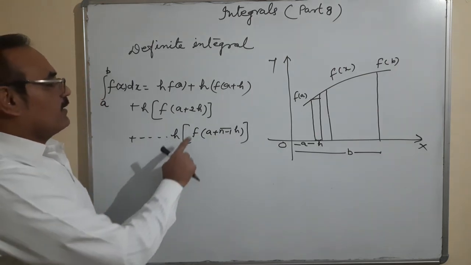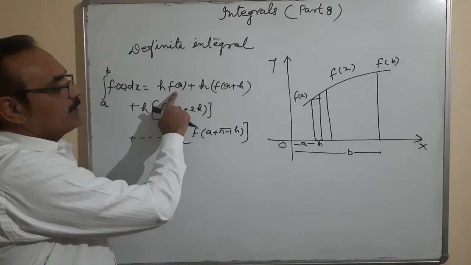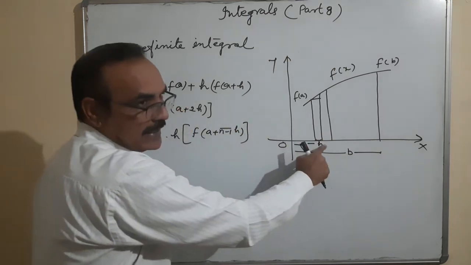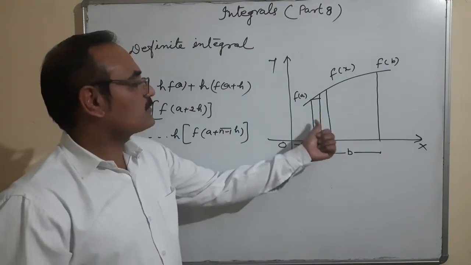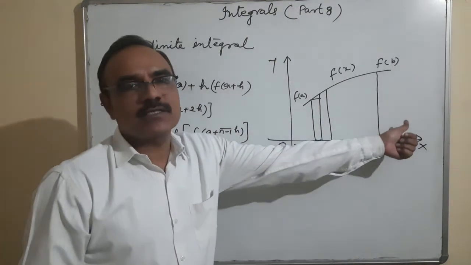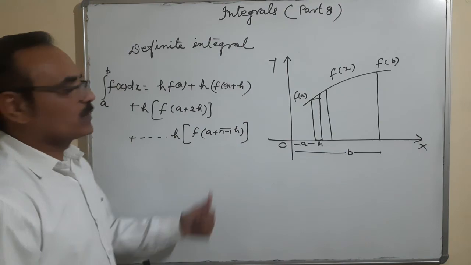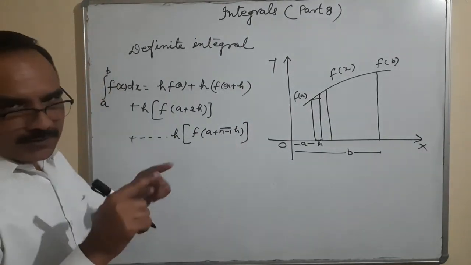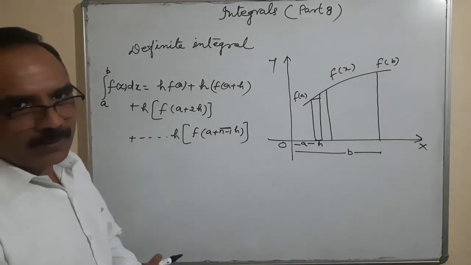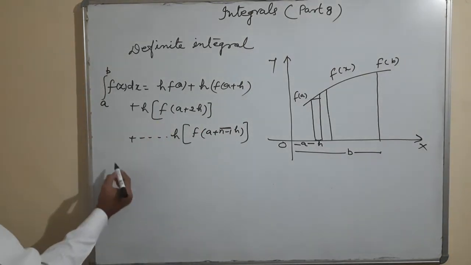Is it clear? F of a is first, h starts from the second, so therefore the last is the second last. This h starts from the second strip. So what is the nth strip? n minus 1. And the meaning of this is the smallest bracket, n minus 1. Okay. So what to write here?